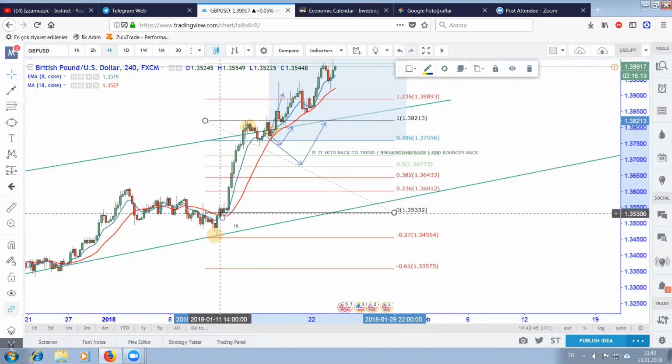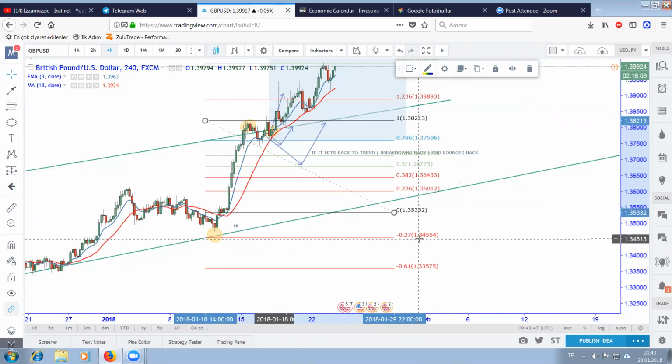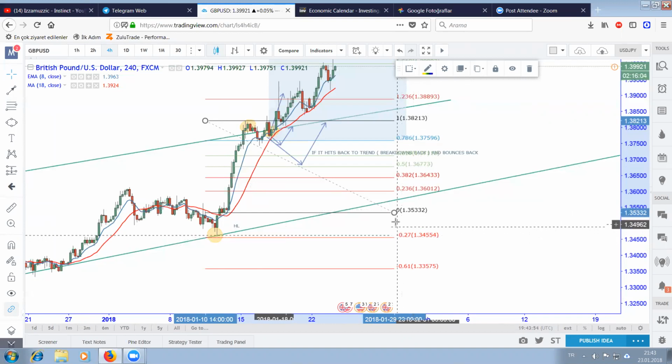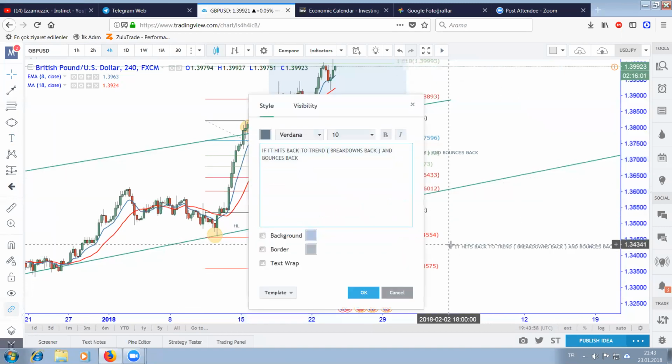So when we start to buy at 135.33, 134.55 will be our stop loss on swings. Again, I'm telling you, when we trade as a swing trader, our stop loss will be at minus 0.27 on the Fibo.